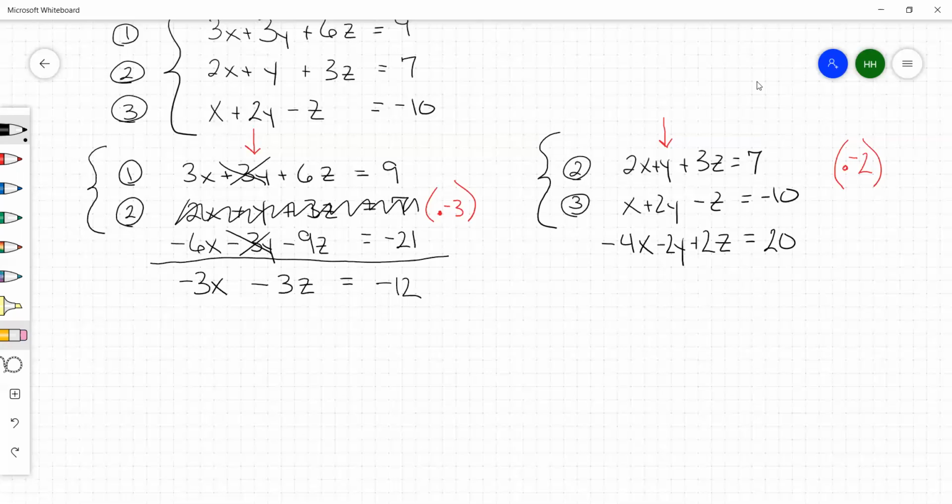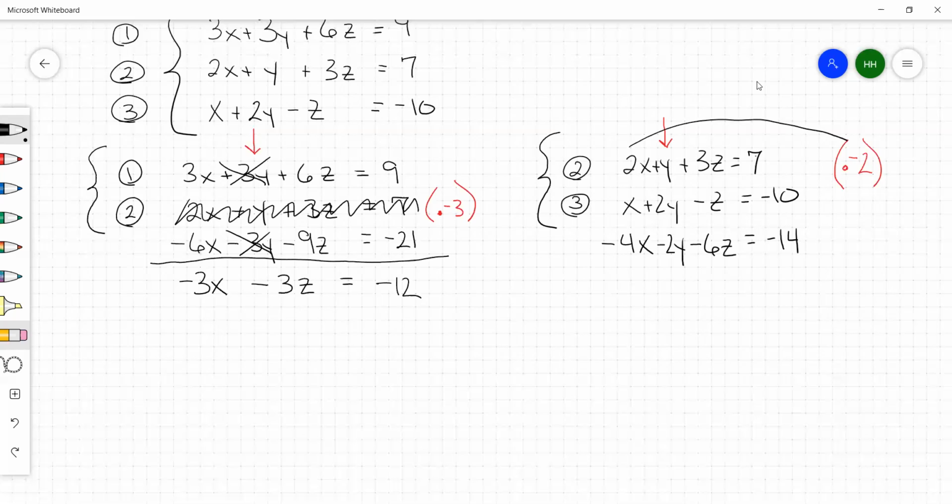And I just screwed that up, didn't I? Yep. And that's how fast it happens. I did the 2x times the negative 2, and I got negative 4. I did the y times negative 2, got negative 2. And then I jumped down to the bottom equation. Don't know why. So it's the 3z times the negative 2, and that's negative 6z. And it's the 7 times negative 2, which is negative 14. Did I do it right that time?